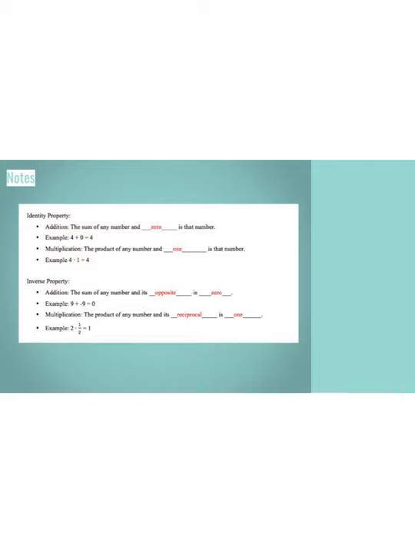Then with the identity property, for addition, the sum of any number and 0 is that number. So we'll always add 0. And for multiplication, the product of any number and 1 is that number. So we'll always multiply by 1.